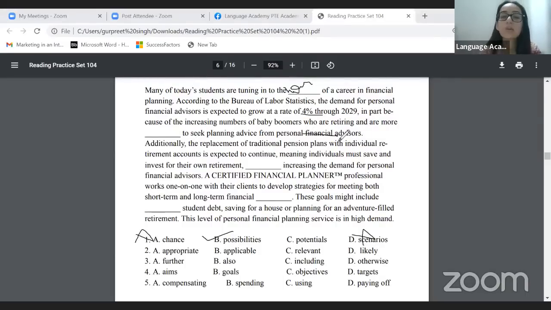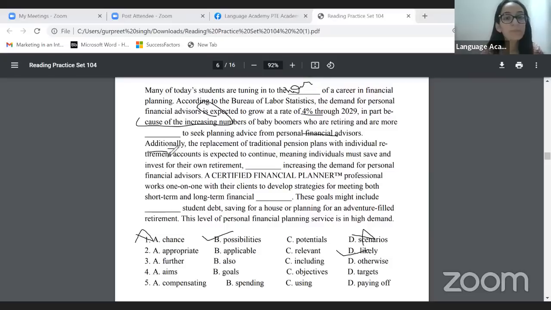This is a technique called simplifying the sentence by eliminating the difficult words so that you can understand what exactly it means. So people are retiring and they are more appropriate to seek planning advice. They are more applicable, more relevant, more likely to. Likely just means they are more possible. When you talk about the possibility of something happening, we say likely, this is likely to happen. And "are more likely to seek planning advice" means there are more possibilities that they want planning advice from financial advisors.